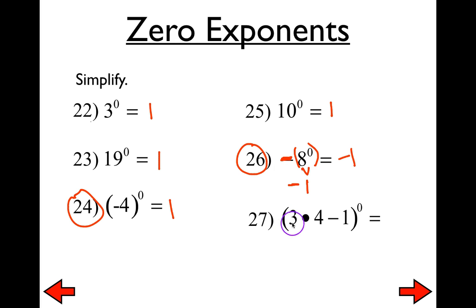Now for 27, you can go ahead and do order of operations, which means you simplify what's inside the parentheses first, and then do multiplication, which would be 12 minus 1, which would be 11. But what's any number raised to the zero power? It is still 1. So again, you need to recognize the difference between problem number 26 and problem number 24, because I do anticipate some of you might confuse these two for each other, so be very careful.